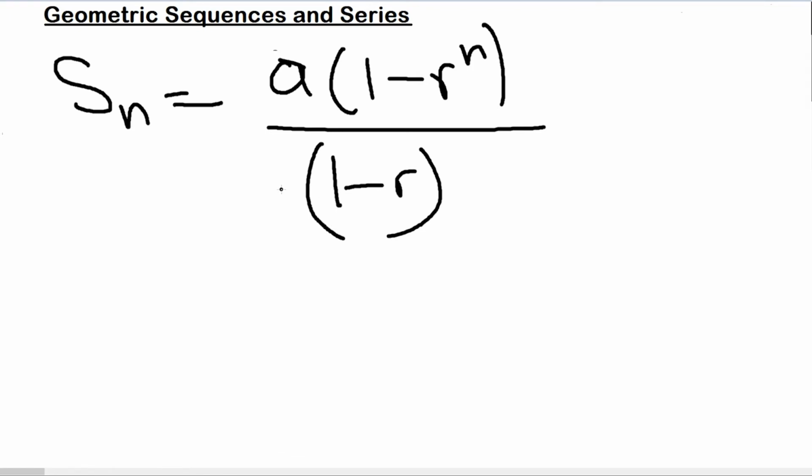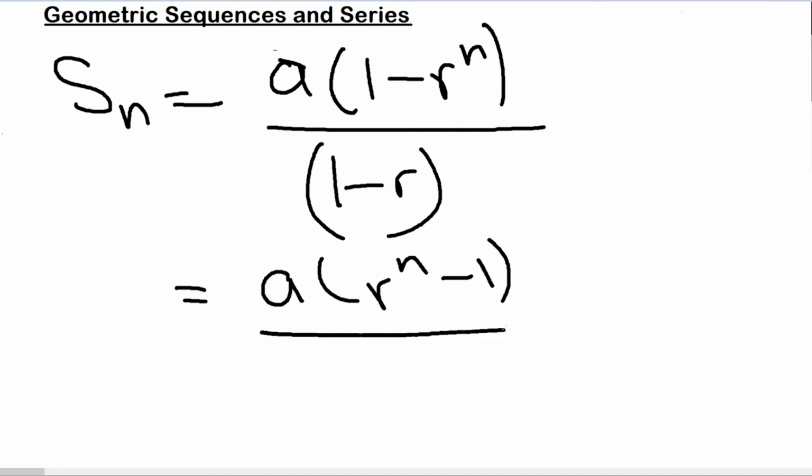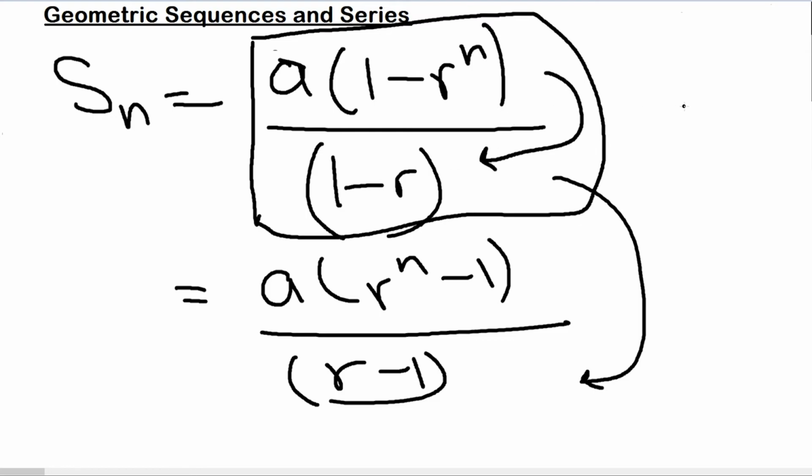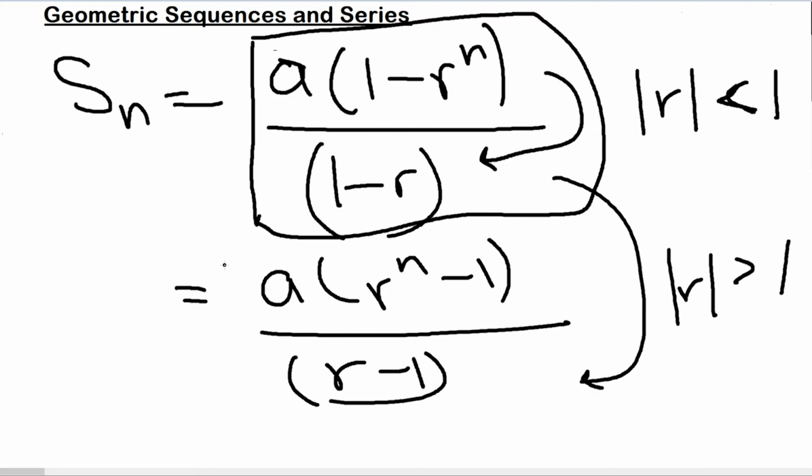Now this formula can be rewritten as a times r to the power n minus 1 divided by r minus 1. This is because it is usually mentioned that whichever formula gives a positive value in the denominator is used. So that's why you can rewrite it depending on the value of your common ratio. You usually use this one, or the top one, when the absolute value of r is less than 1, and usually use the bottom one when the absolute value of r is greater than 1. So you can get a positive value each time.